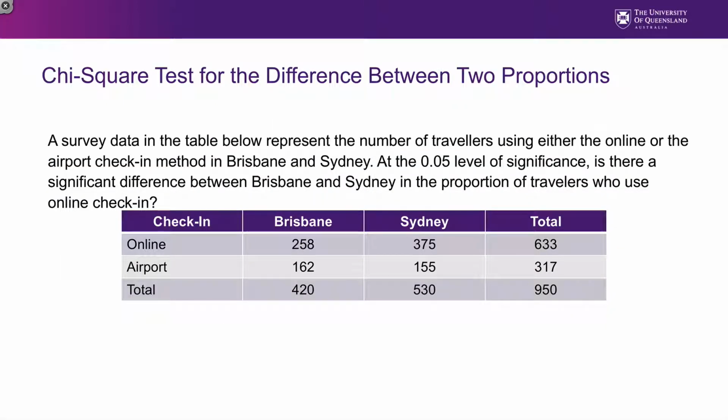So the question for the test for the difference between two proportions states that survey data in the table below represent the number of travelers using either the online or the airport check-in method in Brisbane and Sydney. At the 0.05 level of significance, is there a significant difference between Brisbane and Sydney in terms of the proportion of travelers who use online check-in?